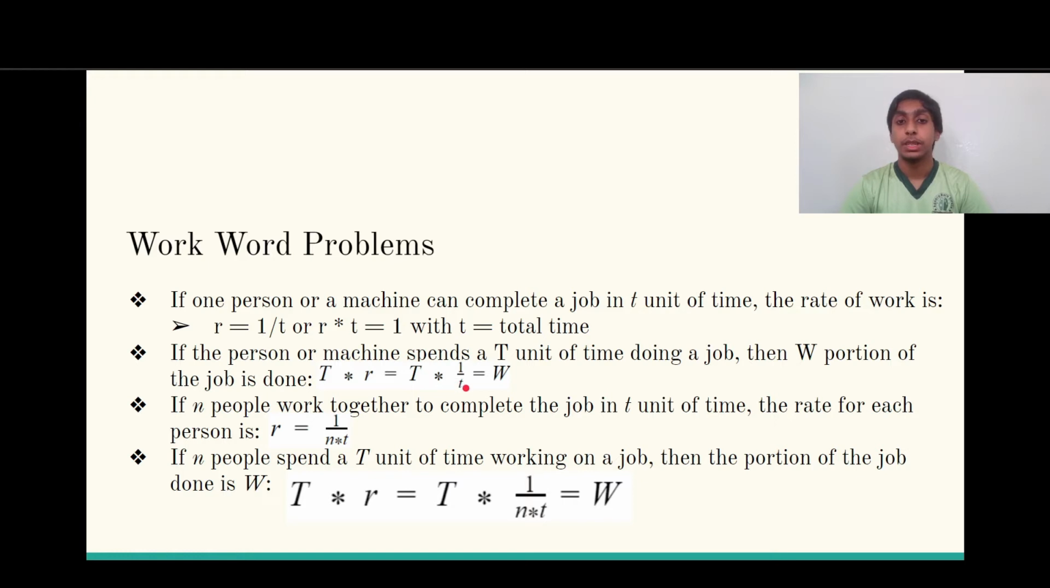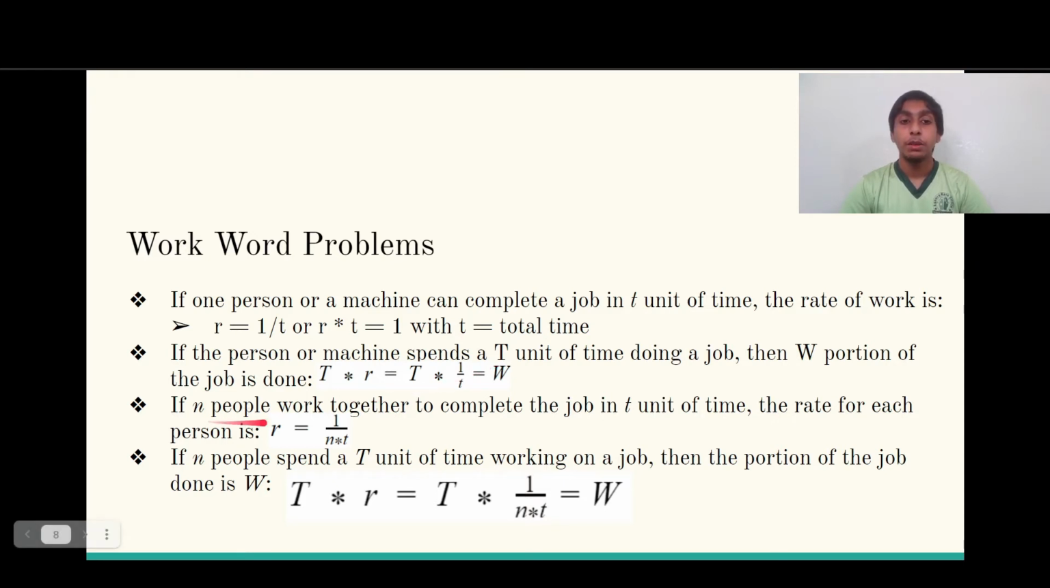And little t basically is going to be how long it's going to take me to complete the entire job. Now, when I multiply how much time I spent times my rate, then I get how much of the job I've completed. So we'll learn how to apply this when multiple people are working at different rates.